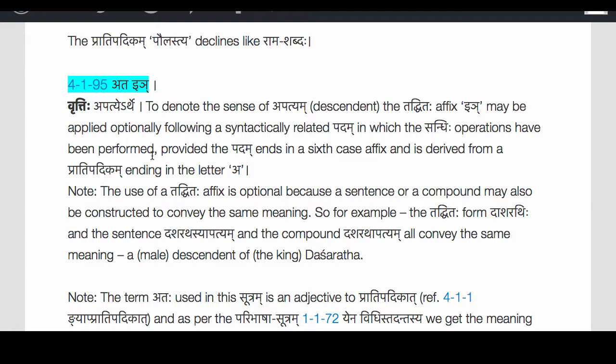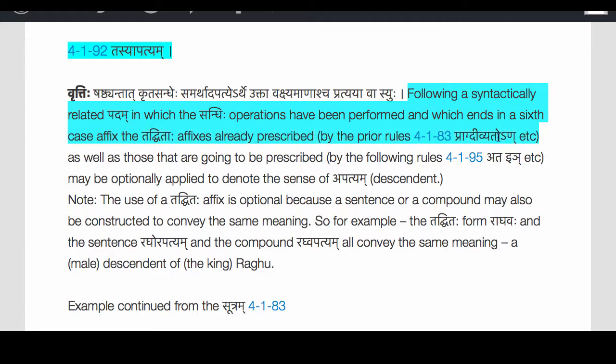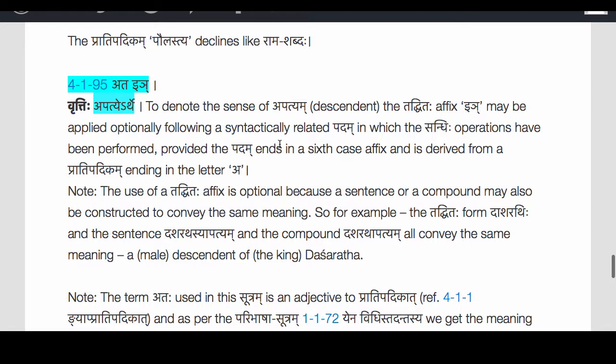The vritti simply says apatyarthe. That is of course referring to the sutram 4192 tasyapatyam, which says that following a syntactically related padam in which the sandhi operations have been performed and which ends in a sixth case affix, its adhitaha affixes already prescribed by the rules 4183 etc., as well as those that are going to be prescribed by the rules 4195 etc., may be optionally applied to denote the sense of apatyam, a descendant. So that gives us the meaning in which this affix in is being prescribed by this sutram 4195, ata in.